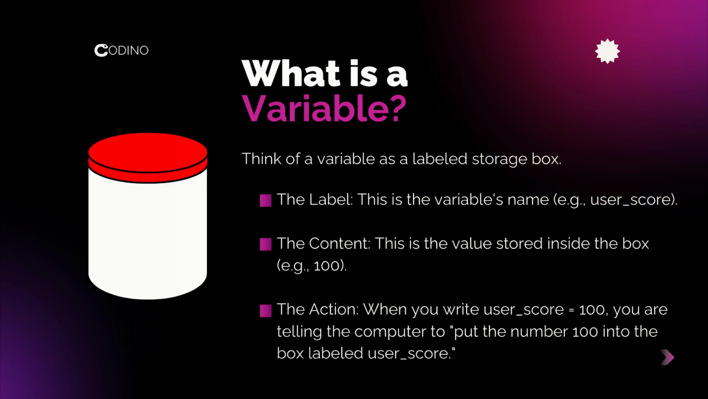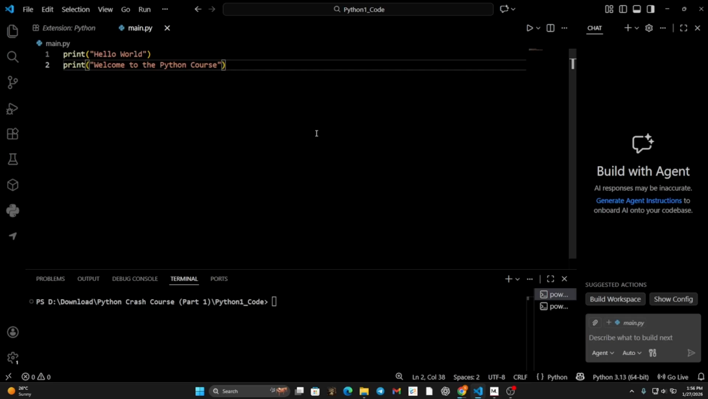And then there's the action. When you write something like user score is 100, you're telling the computer, hey, take this number 100 and put it in the box labeled user score. That's it. That's assignment. Now, here's the cool part about Python specifically. You don't actually have to tell Python what type of data you're putting in the box. In some languages like C or Java, you have to say this box holds integers or this box holds text. But Python, it just figures it out. It's smart like that.